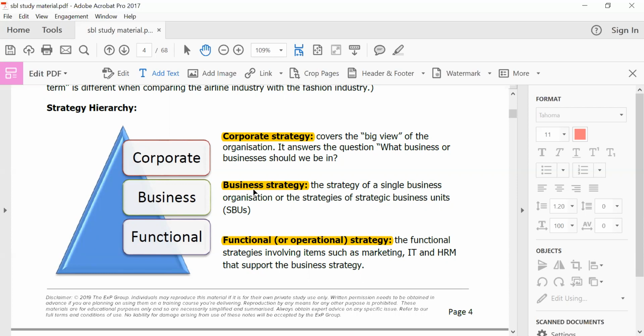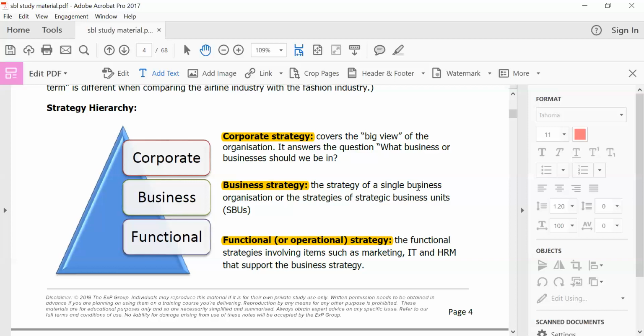Then we have some strategy called a business strategy. The strategy of a single business organization or the strategies of strategic business units. So a strategic business unit is given the shortcut SBUs. Here we are looking at, let's say, one overall department of the organization. In some organizations, a department can even have a lot of functions in there. But here we are looking at the department, the entire department as a whole, that will give what?